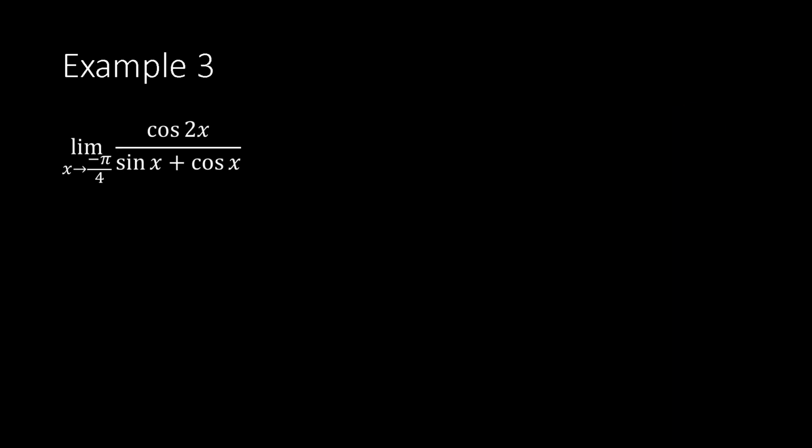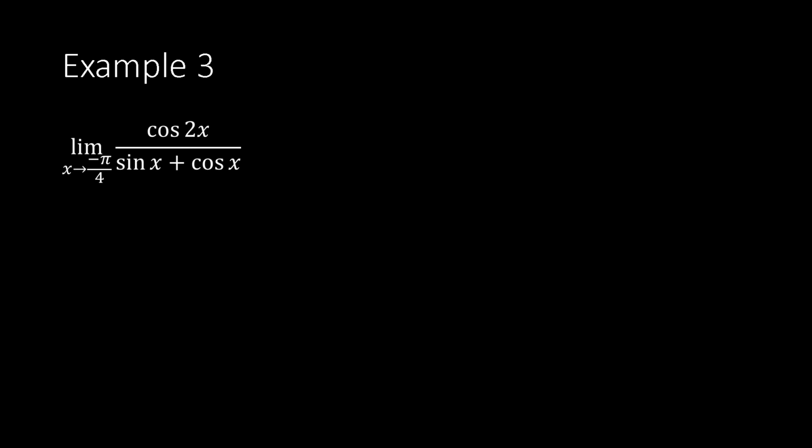Okay, now we have a bit of a trig limit here. So we're going to just start by plugging in this value. So cosine of 2 times negative pi over 4 is cosine of negative pi over 2, which is 0. And on the bottom, sine of negative pi over 4 is negative square root of 2 over 2, and cosine of negative pi over 4 is positive square root of 2 over 2, so we have a 0 over 0 situation. So now we're going to use our strategies to simplify this limit.